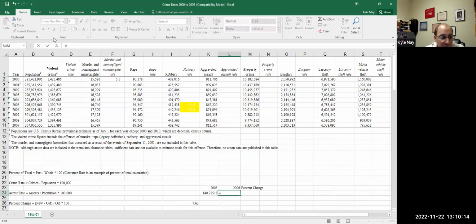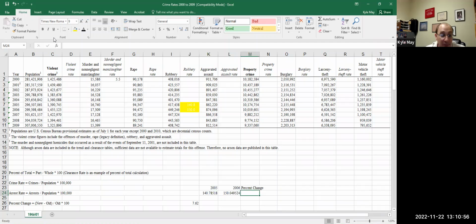So we're doing crime rate: number of crimes, 449,246. Maybe that number was wrong. We're going to divide that by the population, which was 299,398,484, and multiply that by 100,000. Okay, so I had put in too many people or too many crimes, something. I don't know what I did, but that looks more logical: 150.05 robberies per 100,000 people in the United States in 2006.